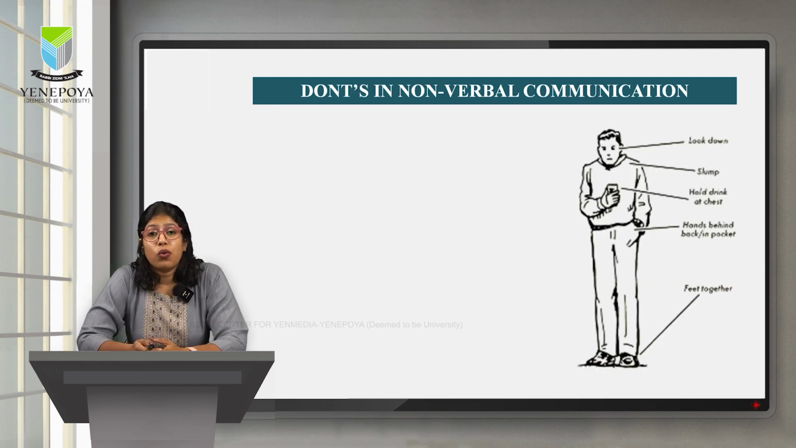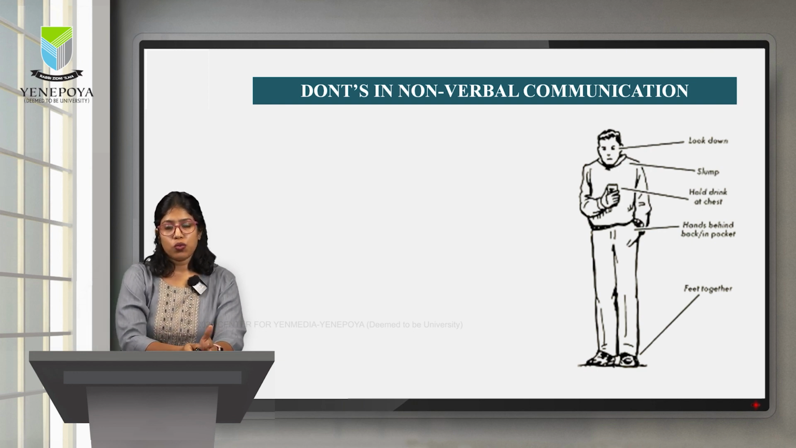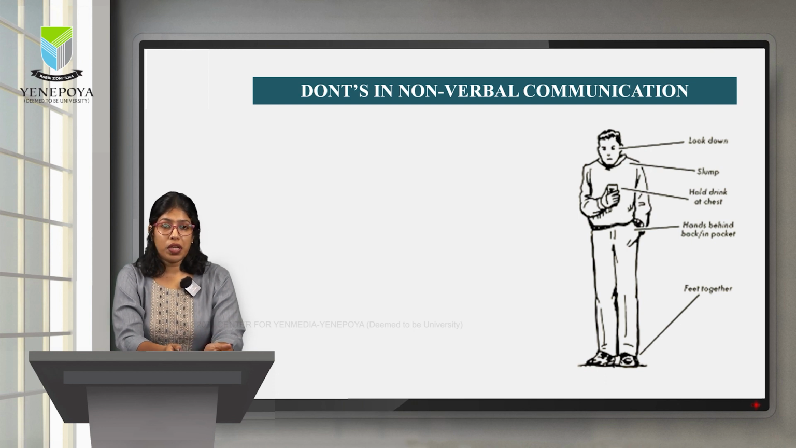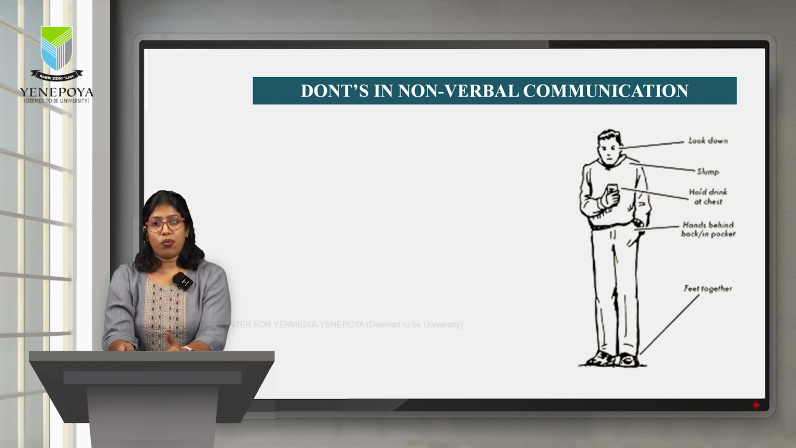So coming to the don'ts in nonverbal communication. When we speak about don'ts, we've already spoken about the do's, what you need to do when you are in nonverbal communication, and how you need to portray yourself. Now we come to what you can avoid in nonverbal communication.